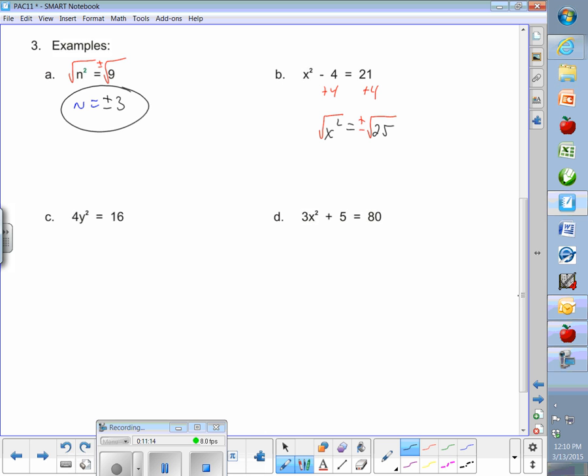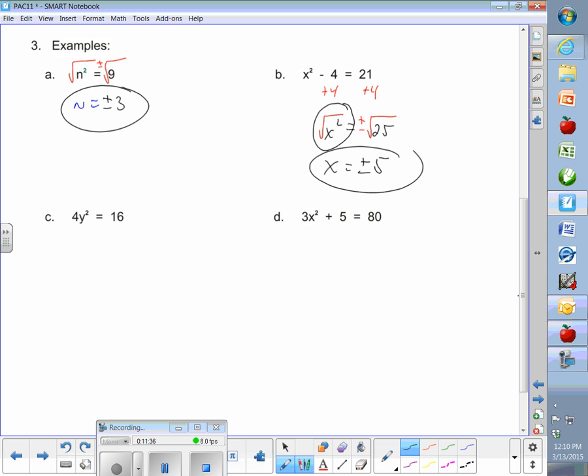All right, so Hector, what's the square root of x squared? It is x, right? Square roots undo squares. And we all know the square root of 25 is 5, so we end up with x equals +5, x equals -5. Hey, these aren't hard, are they? They're not hard.